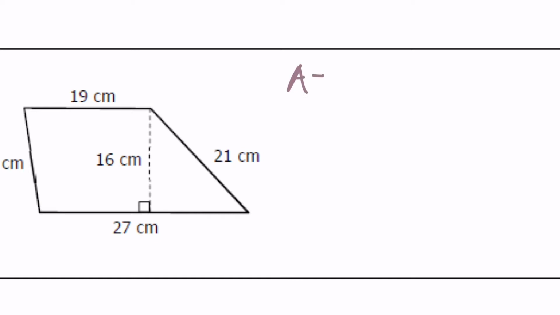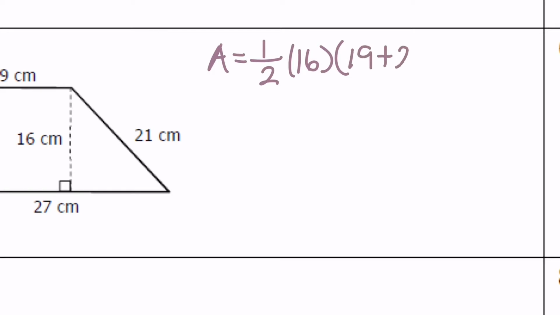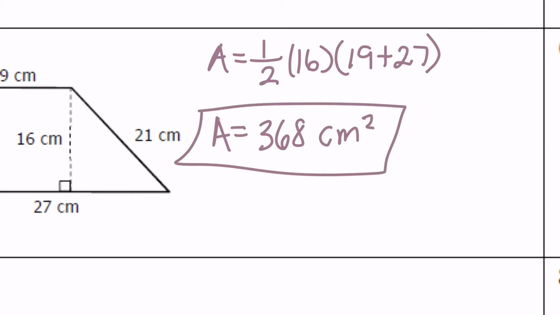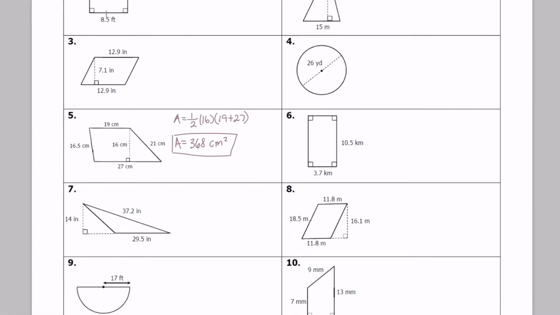So you use the formula for the area of a trapezoid up here, which is one that you don't always see so much of. So the area is going to be equal to 1/2 times the height, 16, times base 1 plus base 2, so 19 plus 27. It doesn't matter which one's base 1 and which one's base 2. And so when you put that in your calculator, you end up with 368 centimeters squared. And that's it. That's what we're doing here, plugging these values into the formulas up above and on your reference sheet and finding the area.